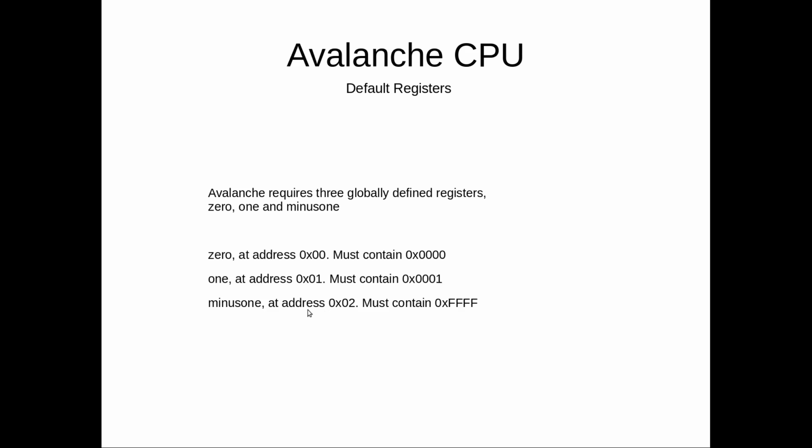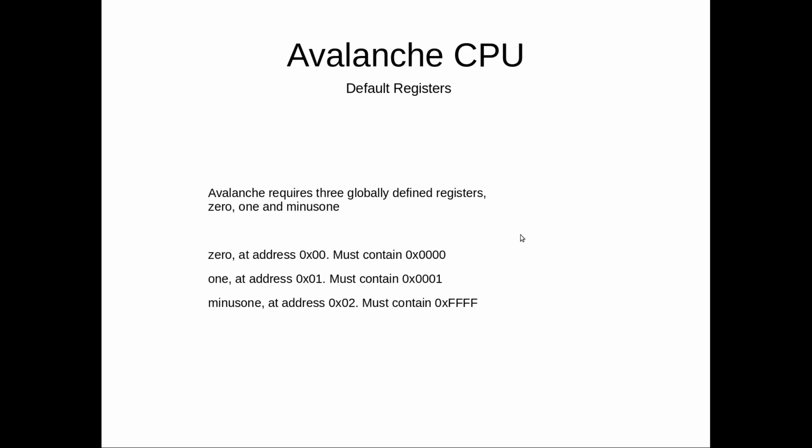Register 1 must contain the value 1. And register 2, the -1 register, must contain -1 or 0xFF. The assembler and the macro instructions expect these three CPU registers to contain these values. So these must be initialized in your assembly file, and it must be the first three registers that you define.